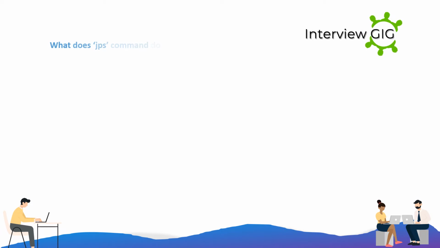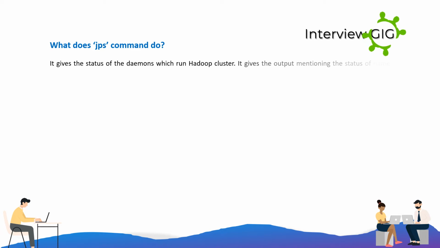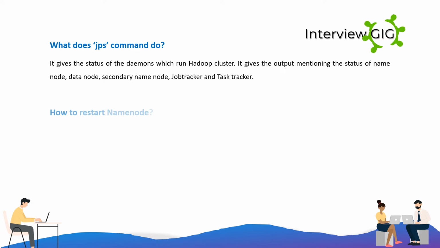What does the JPS command do? It gives the status of the daemons which run the Hadoop cluster. It gives the output mentioning the status of name node, data node, secondary name node, job tracker and task tracker.